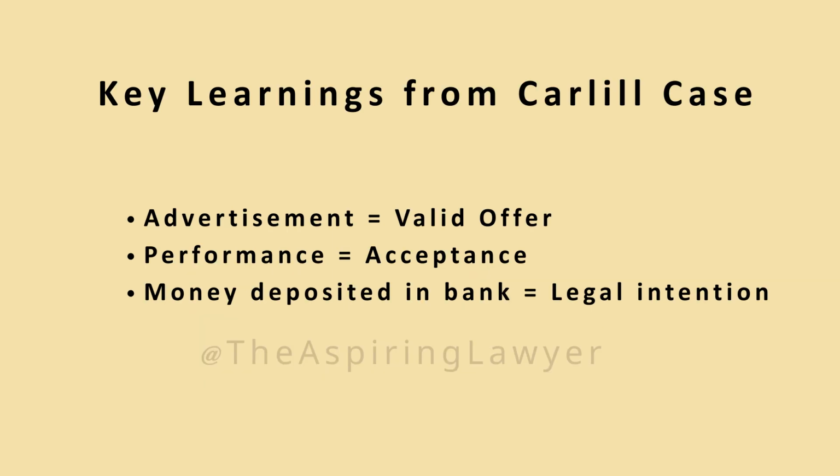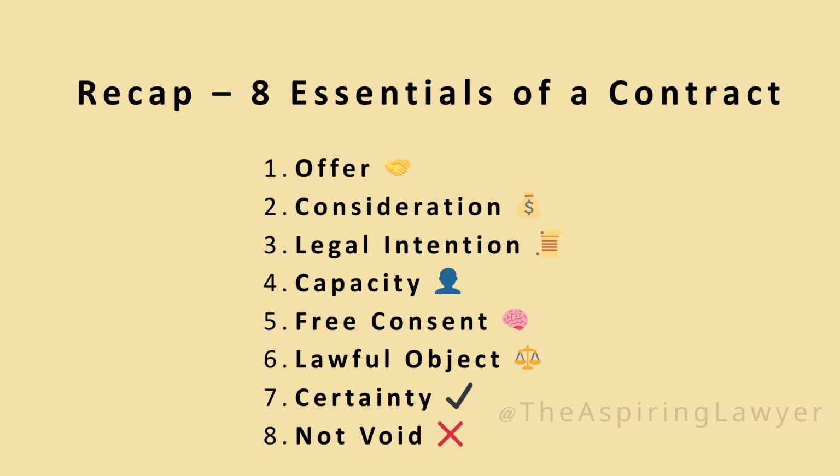This case teaches us 3 important things. Advertisements can be valid offers. Performing the condition is equal to acceptance. And the last is legal intention matters a lot. So, to quickly recap, the 8 essentials of a valid contract are offer, consideration, legal intention, capacity, free consent, lawful object, certainty, and not void.